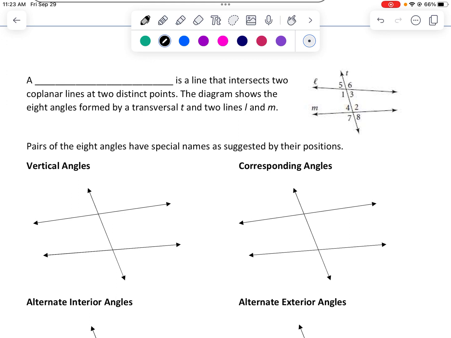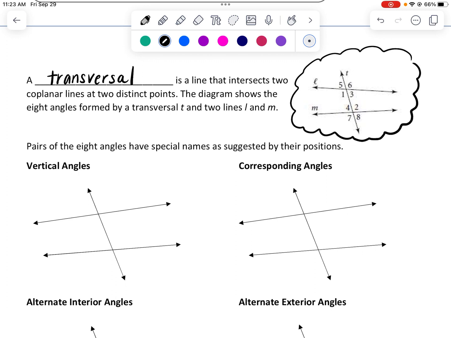And we're going to use colors and try to label where they could go. Okay, here we go. So first of all, a transversal is a line that intersects two coplanar lines at two distinct points. Okay, so this diagram right here is really similar to what we're going to start to see this chapter, and we're going to actually do some proofs, like prove angle 6 is congruent to angle 8, and we're going to be able to do that.